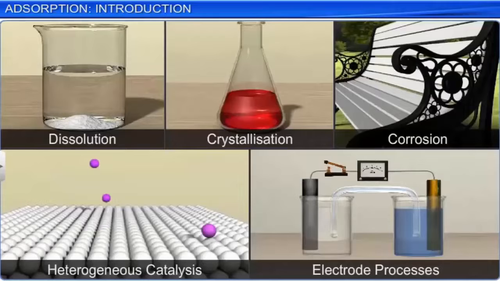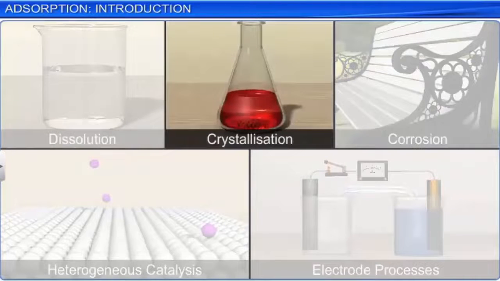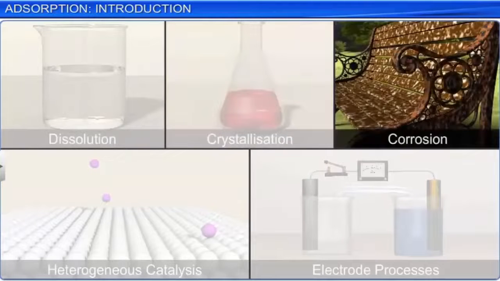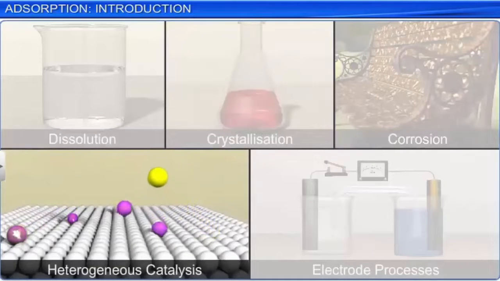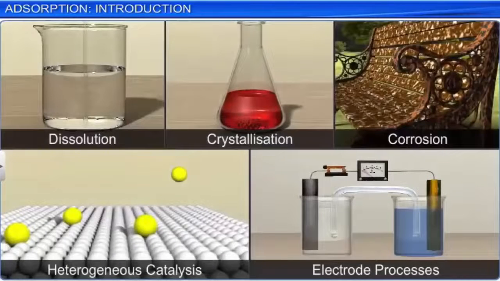Surface chemistry is an important branch of chemistry as a number of phenomena like dissolution, crystallization, corrosion, heterogeneous catalysis, and electrode processes occur at an interface.